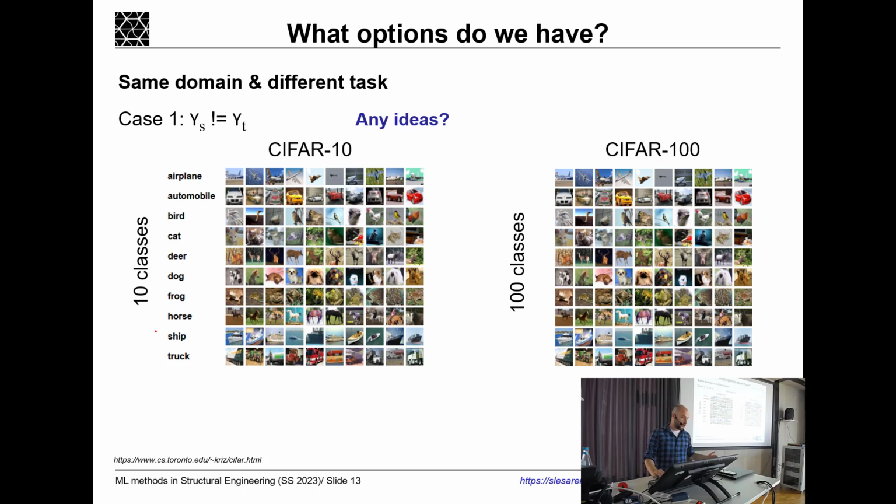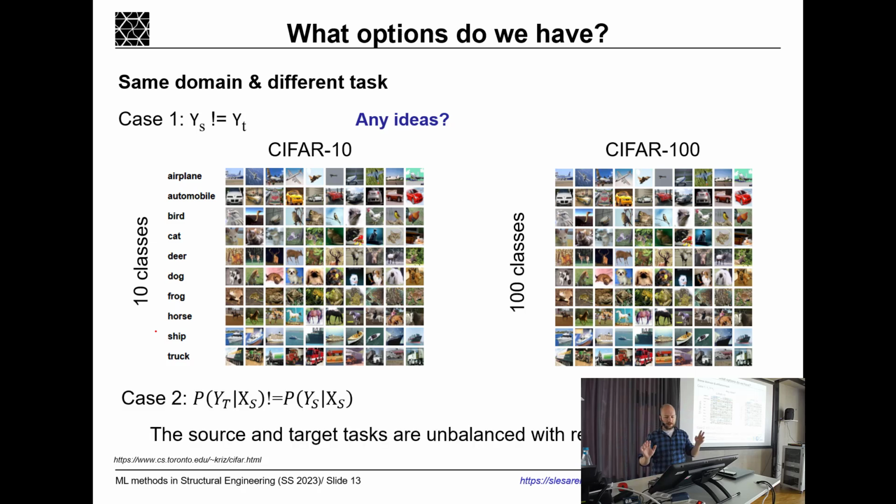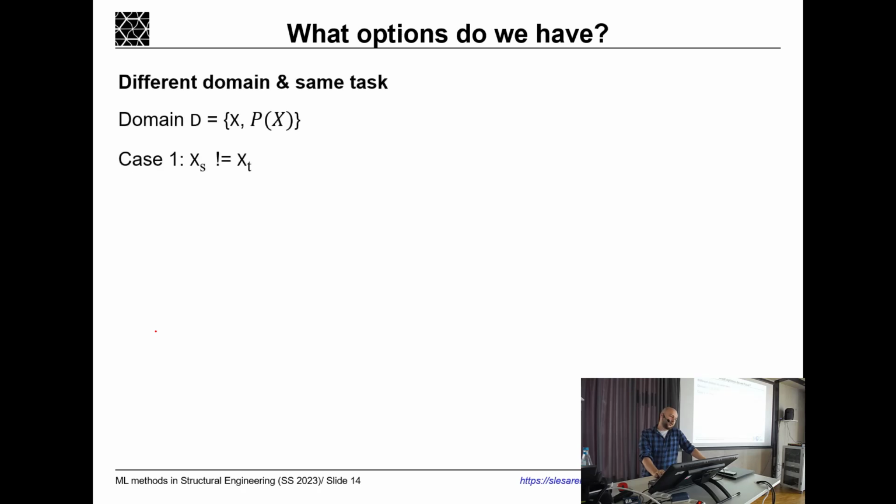So if you have a different label space, in this case 10 classes, 10 labels, and 100 classes. There is another case, when the probabilities are different. We will not stop on that because it's quite rare and, honestly, not so interesting. Much more interesting is when we have a different domain and the same task. Remember, a domain is a set of the feature space and the probability of that. So in one case, we have a different feature set.